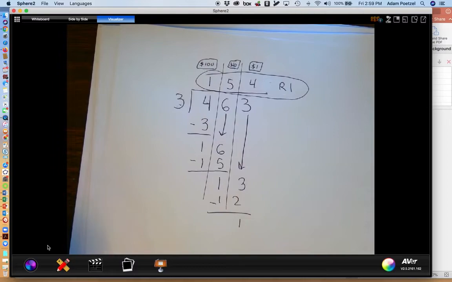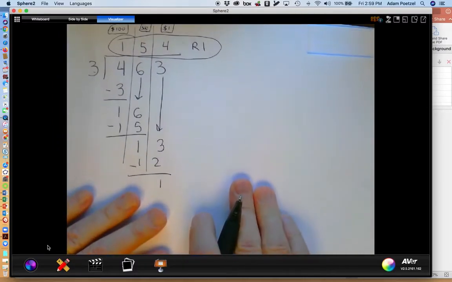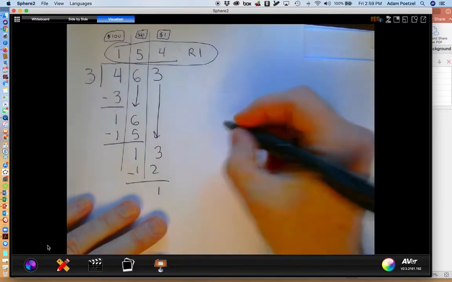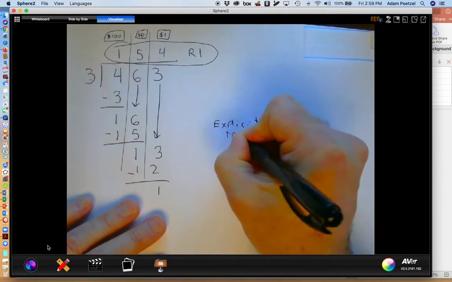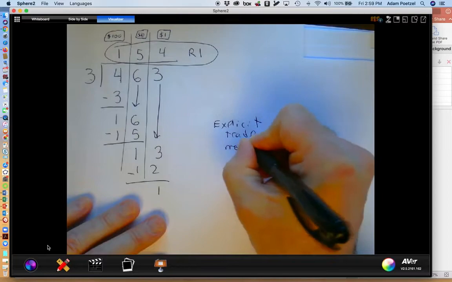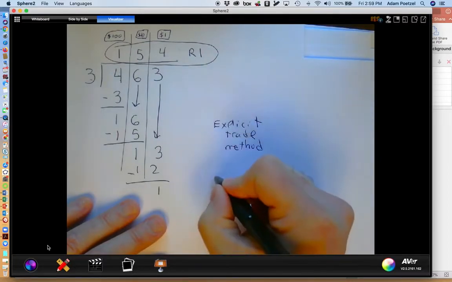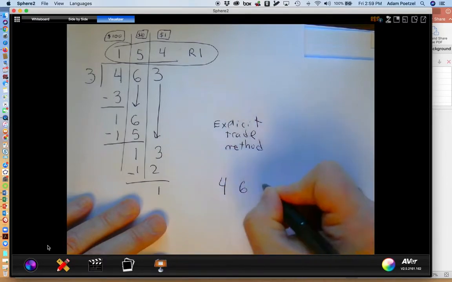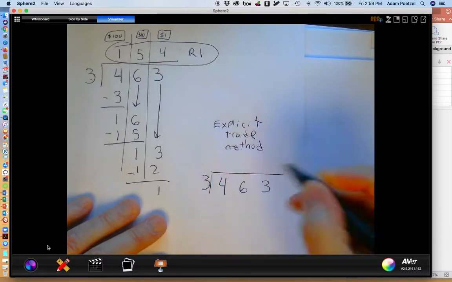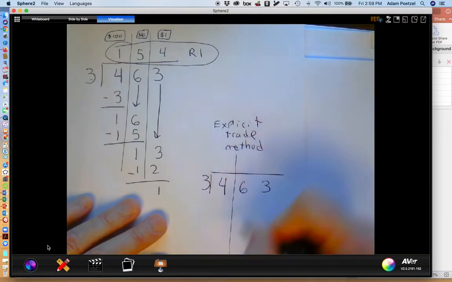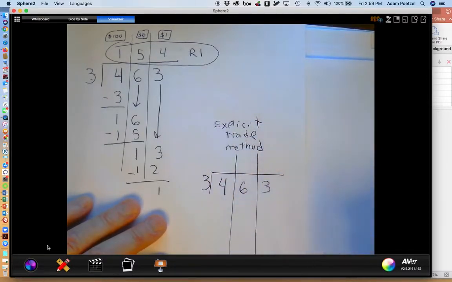So here we see the traditional way to record it. If we go ahead and look at Van de Walle's, quote, explicit trade method, it's just a way to record this that makes a little place value sense. And so let's take a look. It starts off the same, 463, and we're going to divide this amongst 3 workers. I'm still going to put in my place value columns. Again, if you have graph paper, it has it for you.